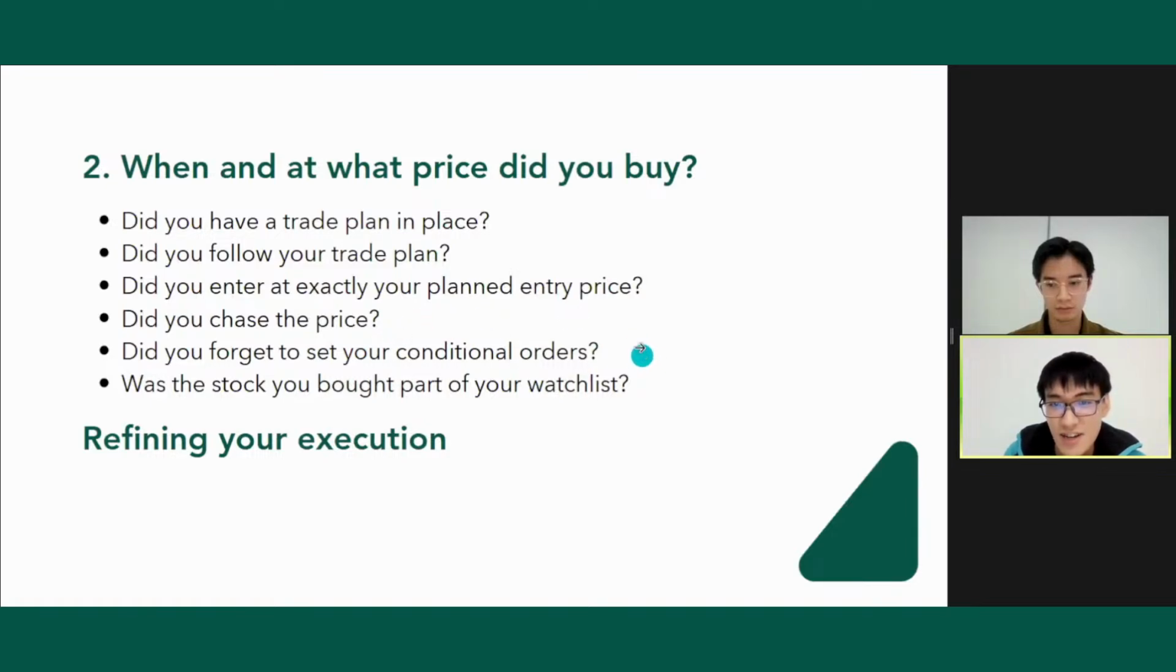Then another question could be, did you forget to set your conditional order? Example, buy on support, diba? You could have set a limit order, pero you forgot, diba? So parang you chased the price. Or example, buy on breakout, you didn't set your conditional auto breakout order. Then price already went up, then you were chasing it, right? Those are things that you have to think about.